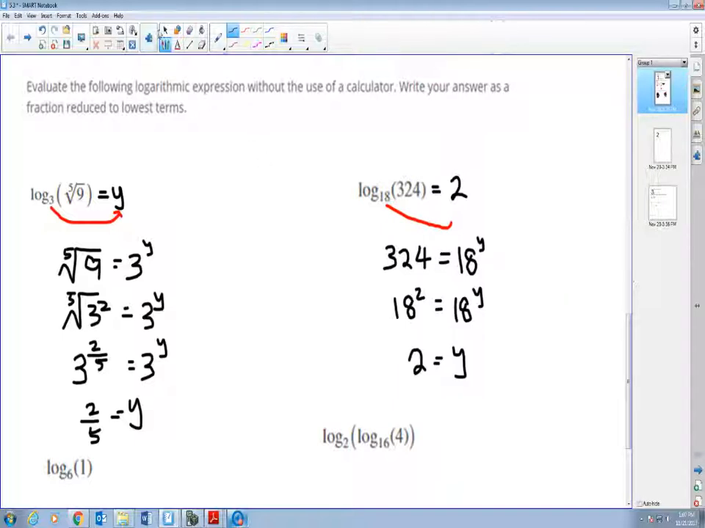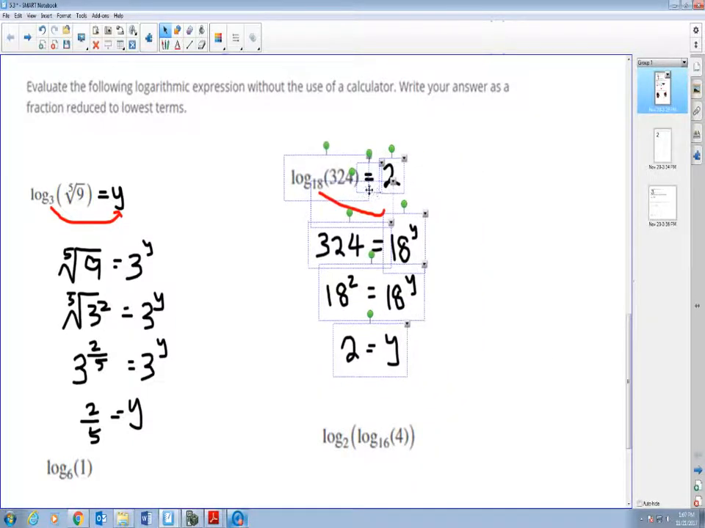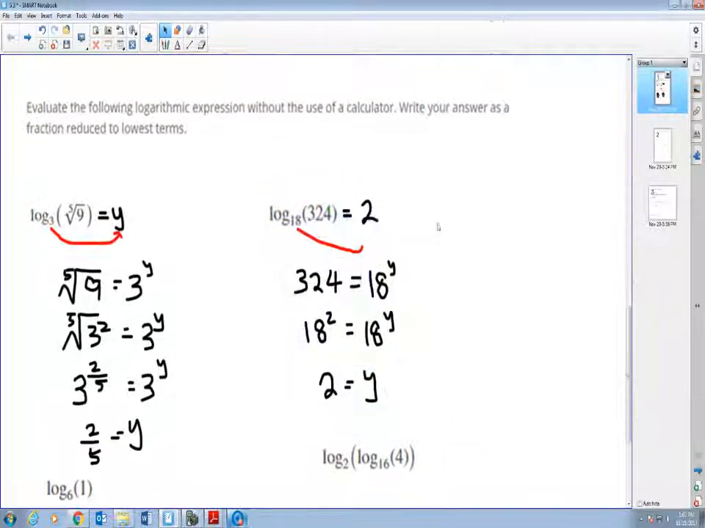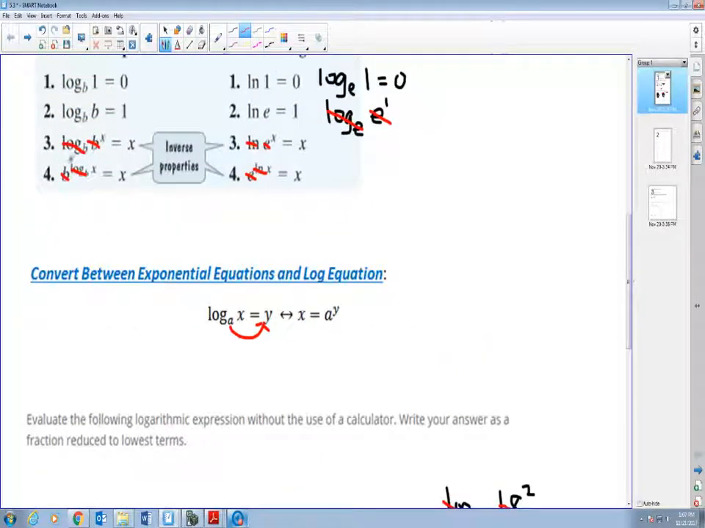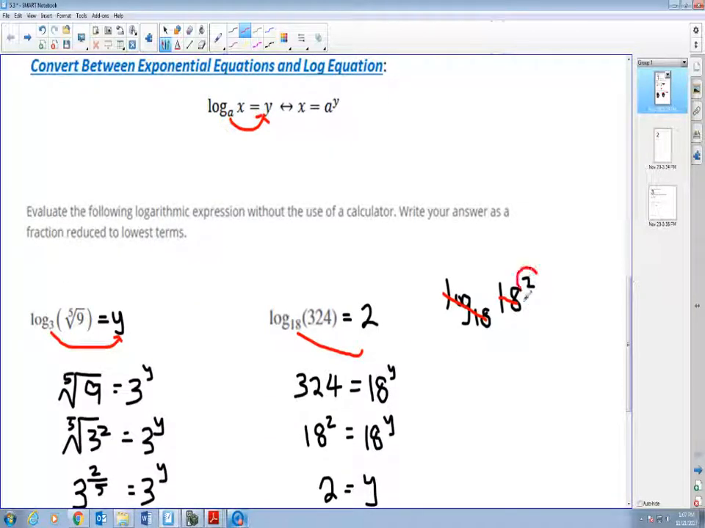Alright, I'm going to show you another way to do the same problem. Okay, and this kind of goes back to the property. Now after knowing 324 is 18 squared, I can rewrite my left hand side as a log with a base 18 of 18 squared. Since the logarithm with the base 18 of 18 kind of cancels out using the inverse property, that's why my answer would just be 2.